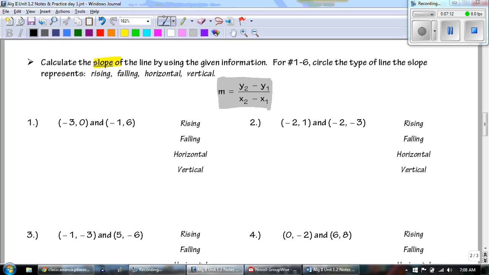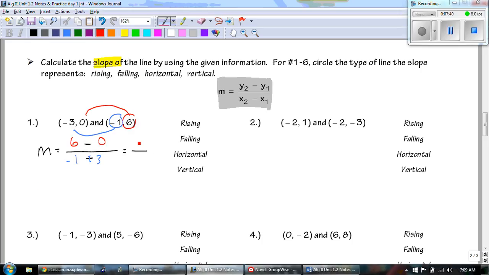Okay, so first thing I'm going to do is rewrite the formula and put my subtraction symbols down. On the top, I start with my y, so that's 6 minus 0. And on the bottom, I start with my negative 1. And then since it's a negative 3, I know I'm going to be adding that.